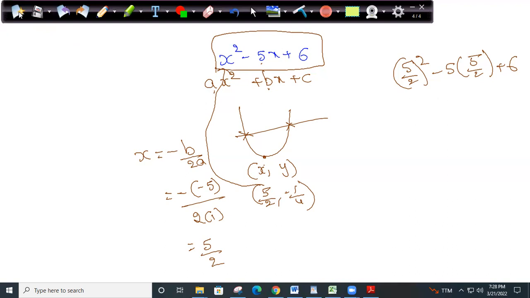See here, another way. Everything you are expected to know. X square minus 5x plus 6. Assume I have my function x square minus 5x plus 6. I want to find the vertex in a different way. I'm interested to find the vertex in a different way. So we should know two formulas here.